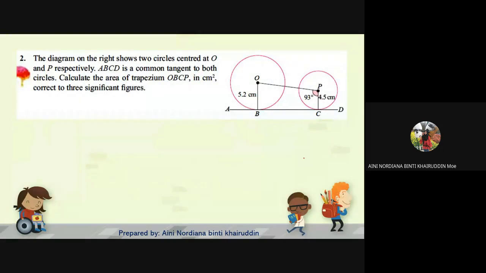Next, question number 2. The diagram on the right shows two circles centered at O and P respectively. ABCD is a common tangent to both circles. Calculate the area of trapezium OBCP in cm square, correct to 3 significant figures. So this is the trapezium. You need to calculate this area. So first you need to know the length of BC. So first you need to draw a straight dashed line, blue dashed line like this.